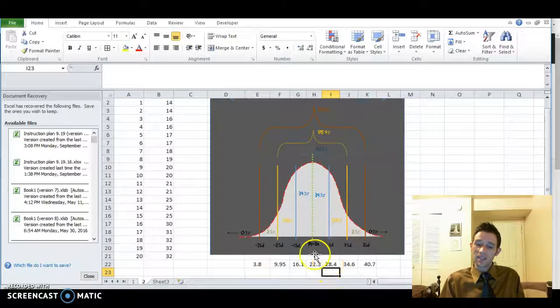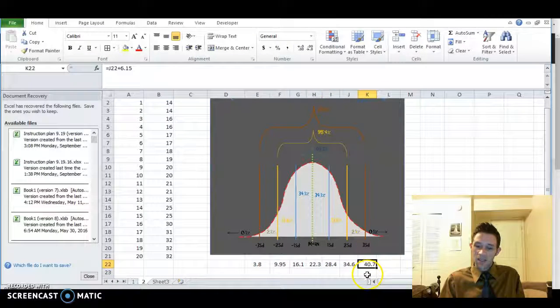So now you can say something like 68.2% of people, here's the 68.2, just adding up this 34.1 and this 34.1. 68.2% of people finish their bike race between 16.1 mile an hour average and 28.4. So that gives you an idea about how many people are falling within different numbers.